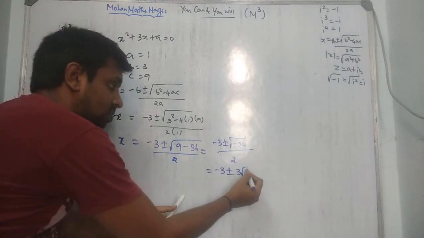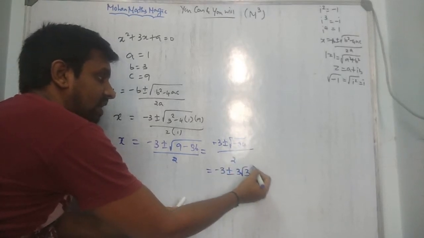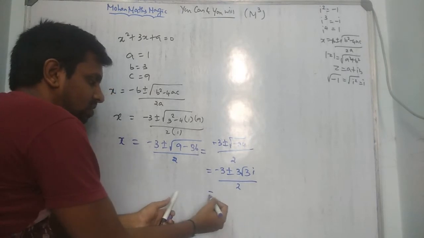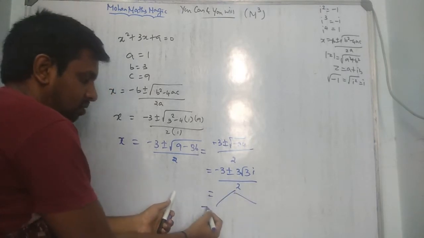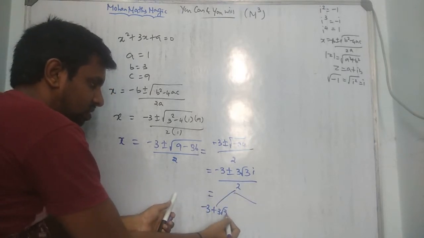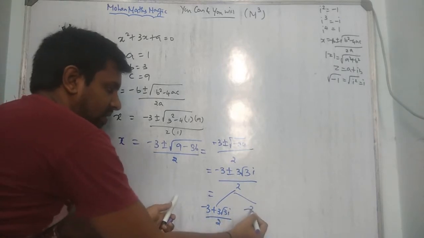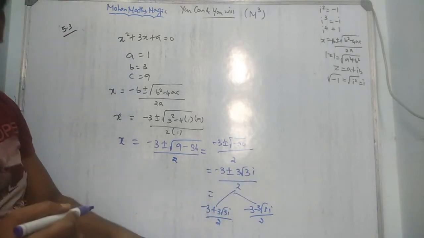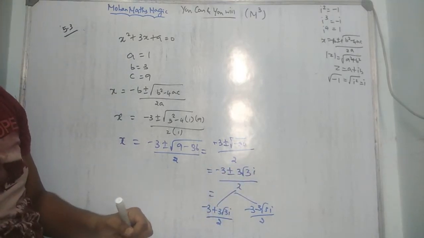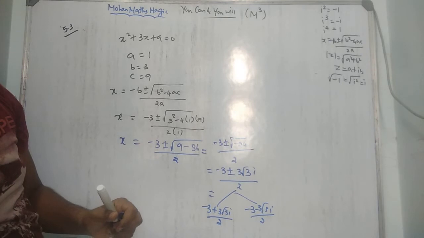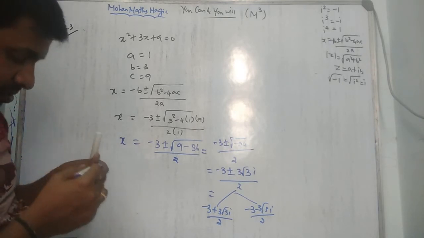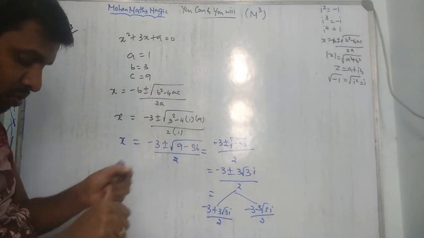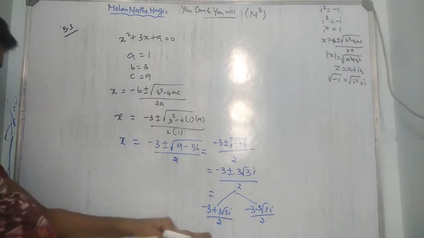Inside the root, minus 1 comes out as i, as I explained in the introduction video, upon 2. So you have to write separately. First portion, minus 3 plus 3 root 3 i by 2. Second one, minus 3 minus 3 root 3 i by 2. So like this we have to complete the sum. Let me also cross check. The third sum answer is minus 3 plus or minus. So you may be asking me how to do question number 9 and 10. Remaining all the sums you can do on your own. Question number 9 and 10.